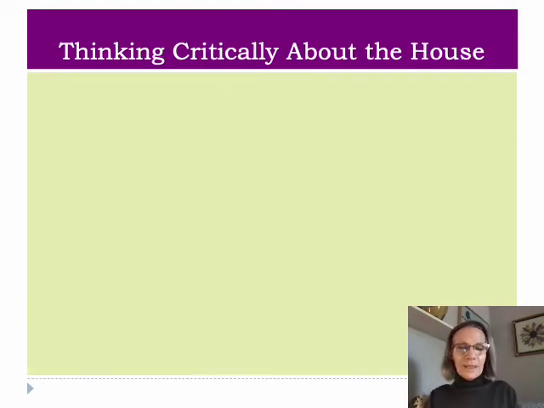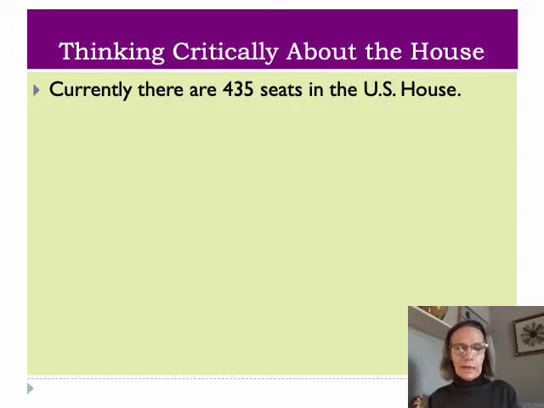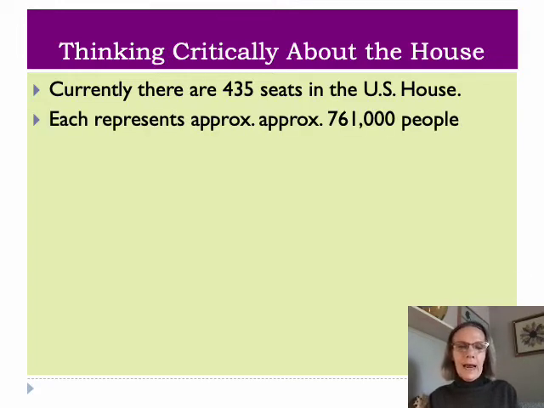All right, let's turn our sights now to thinking critically about the House of Representatives. So currently there are 435 congressional seats or congressional districts in the U.S. House. So there's 435 seats. And as we know, the House is based on population, so the more populous your state is, the more seats you get in the House of Representatives.